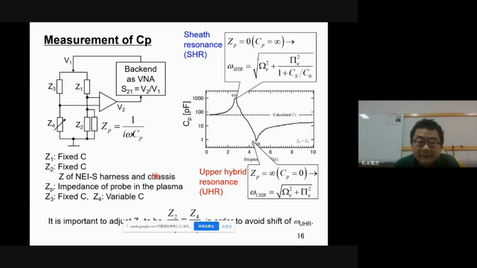And it is also important to adjust this capacitor circuit to satisfy this equation in order to avoid a shift of this resonance frequency. It is very important for developing the impedance probe. In the final stage of development, this adjustment is very important for the calculation.